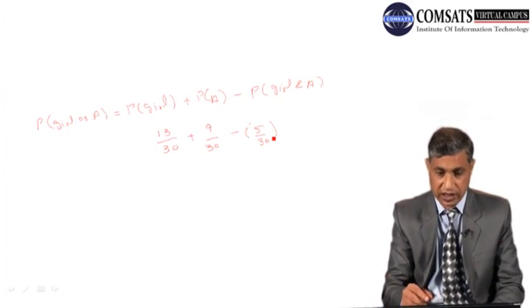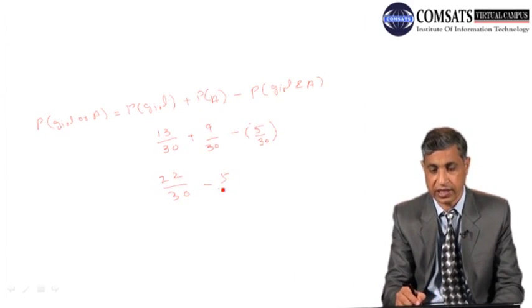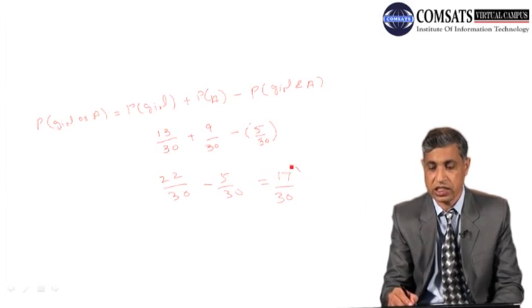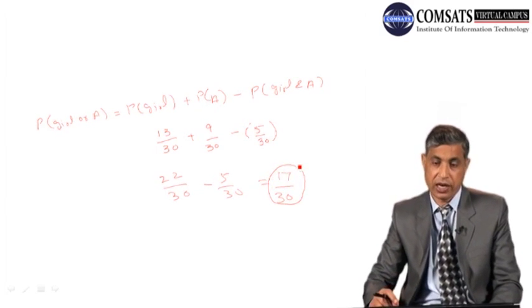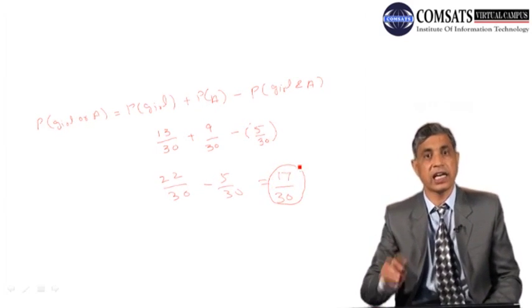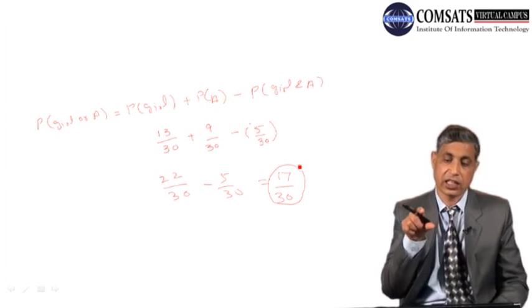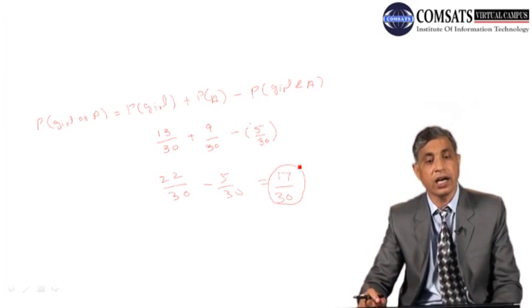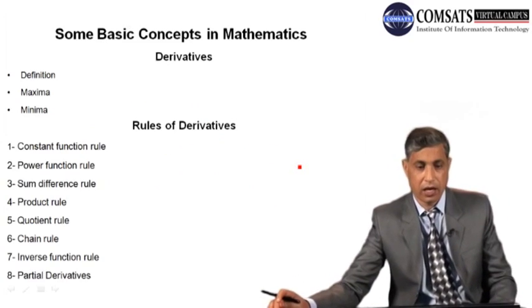5 over 30. So what this means: 22 over 30 minus 5 over 30 is equal to 17 over 30. So this is the probability. The events were not mutually exclusive. So this is the probability that if we select a student randomly out of the 30 in the class, the student may be a girl or may be an A grade holder.